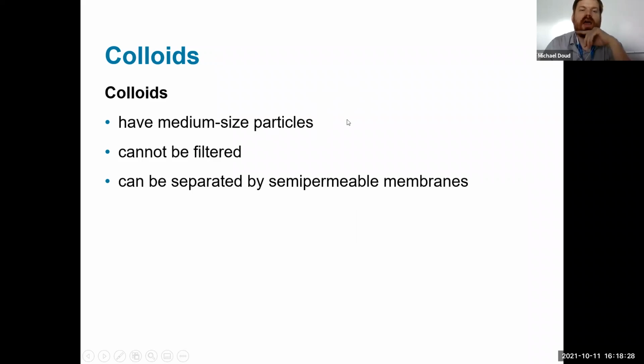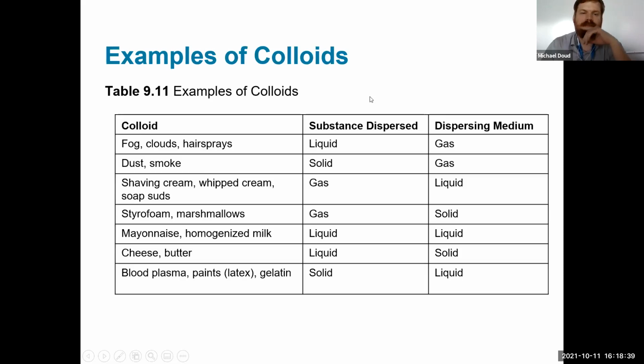Colloids have medium-sized particles. They cannot be filtered. In other words, the particles would pass right through. You can use semi-permeable membranes to filter them. And colloids are basically like a substance that's dispersed in another medium, just to give an idea.